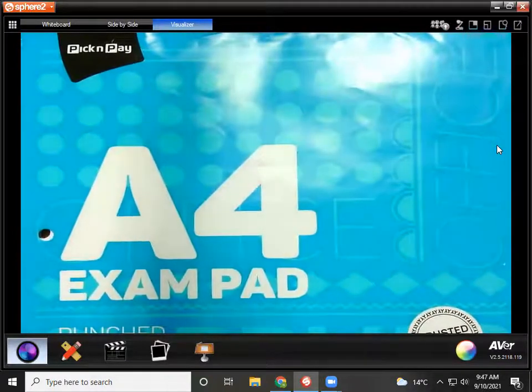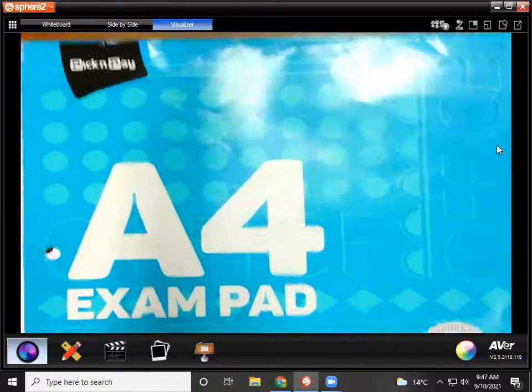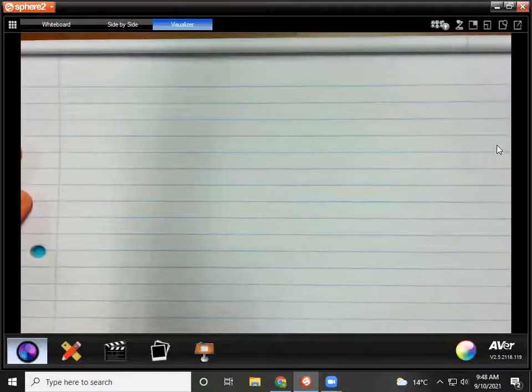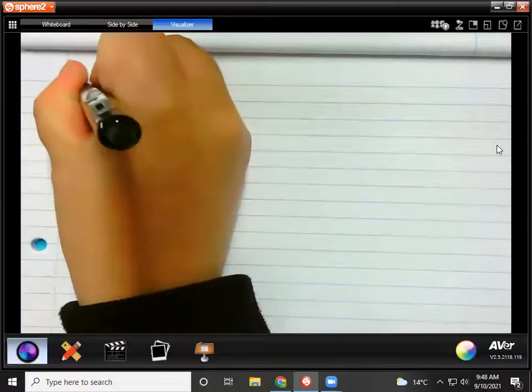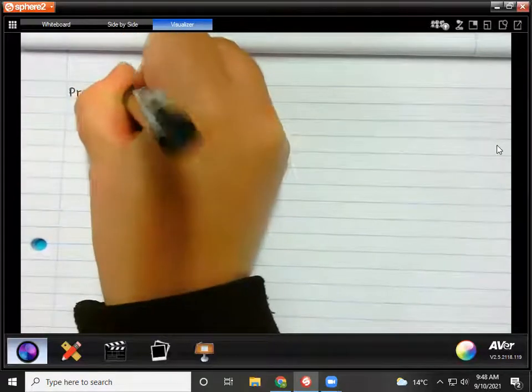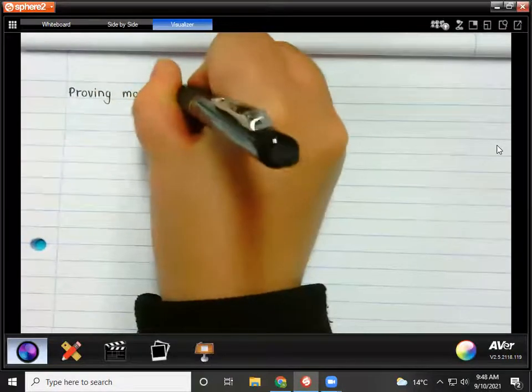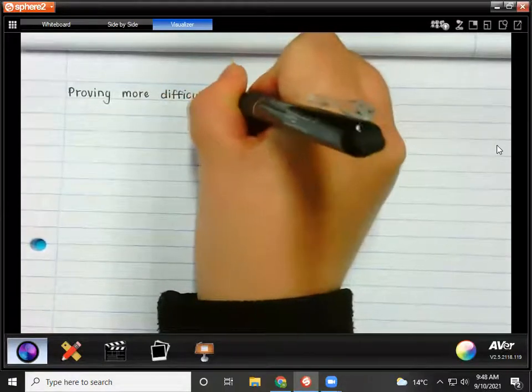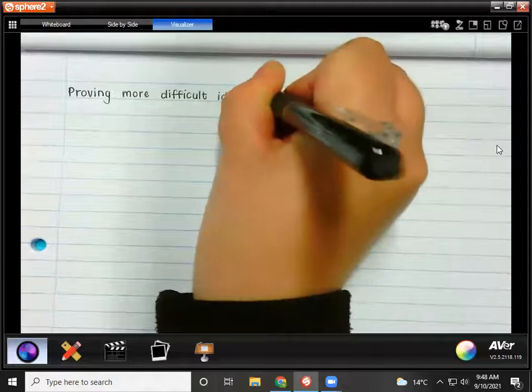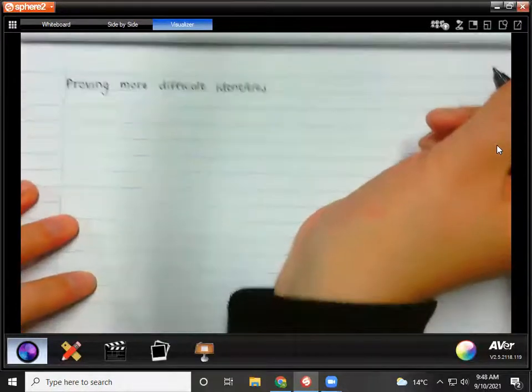Okay, you can make the heading proving more difficult identities, I suppose. I just think some people are still copying down. Okay, there we go. Proving more difficult identities.